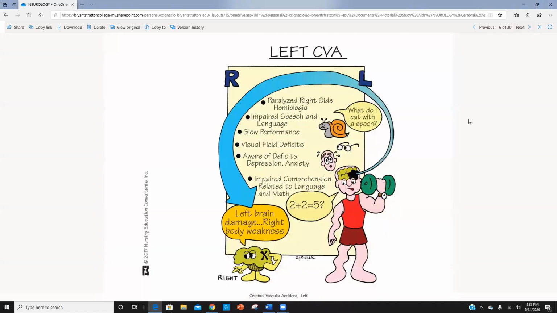Okay. All right, so this speaks to left-sided CVA. So when we talk about CVA, it's a cerebral vascular accident. So CVA is commonly referred to as a stroke or a brain attack, and it's the sudden loss of brain function resulting from a disruption of blood supply to the involved part of the brain. So when we have a left CVA, that means we're going to have a patient that's going to have physical symptoms on the right side of their body.